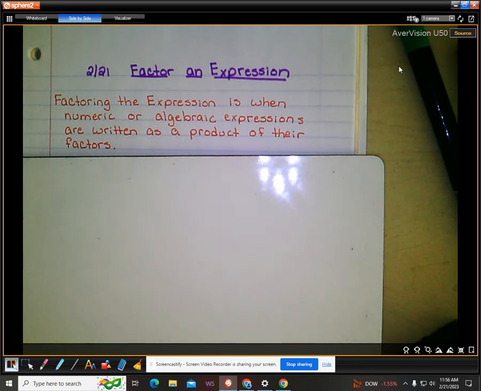is when numeric or algebraic, big word, it's algebra with an IC, algebraic expressions are written as a product of their factors.